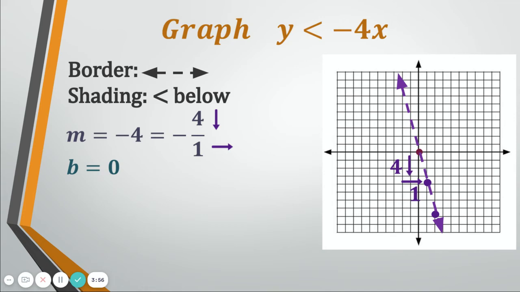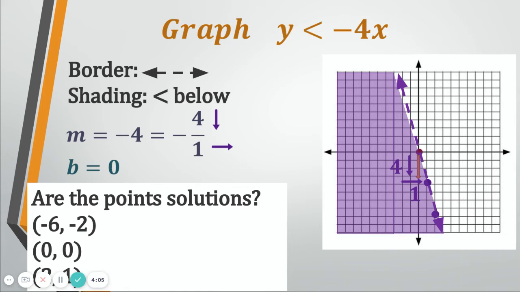Once I have my dashed line, I know I need to shade below, so everything under the line will be shaded. Now for the solutions, I have negative 6, negative 2. Negative 6, negative 2 is the yellow dot. And because it's in the shaded region, it is a solution. My next point is 0, 0, which is the neon green dot. Since it's on a dashed line, it is not a solution. My final point is going to be 2, 1, which is the teal dot. Since it is in a non-shaded region, it is not a solution.